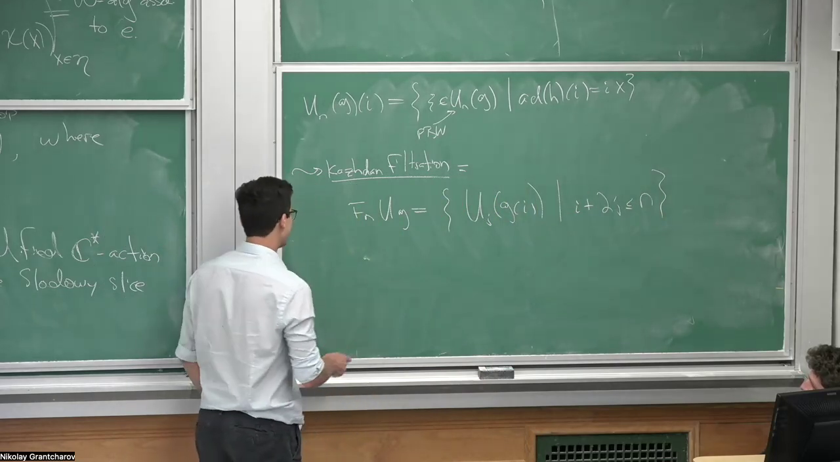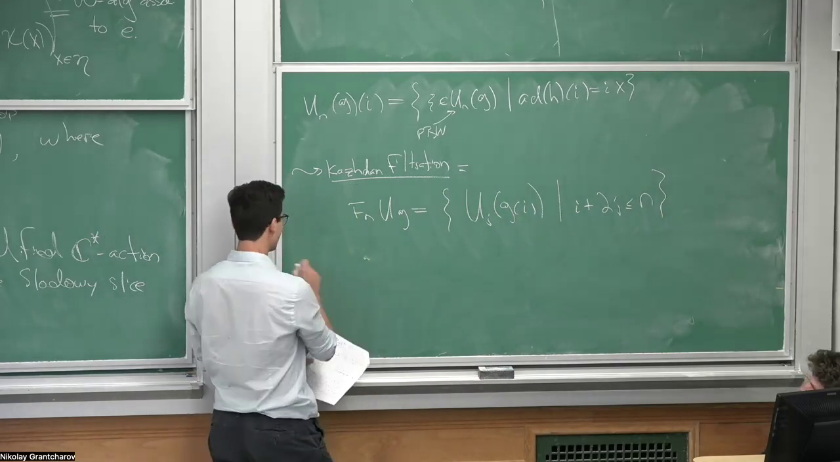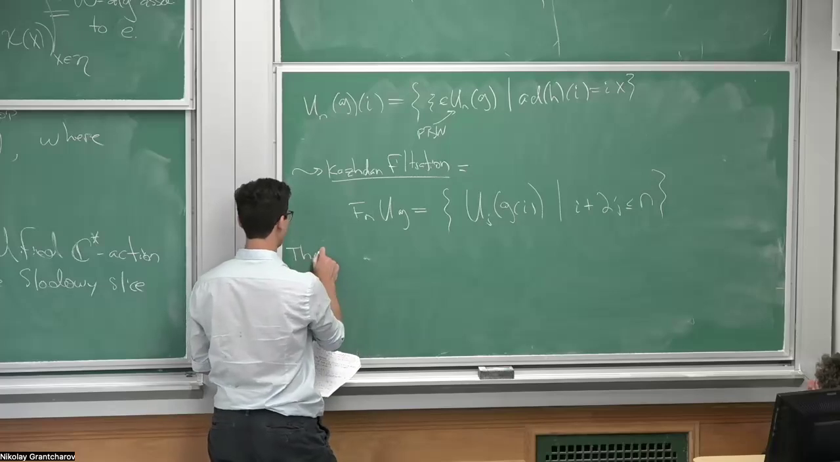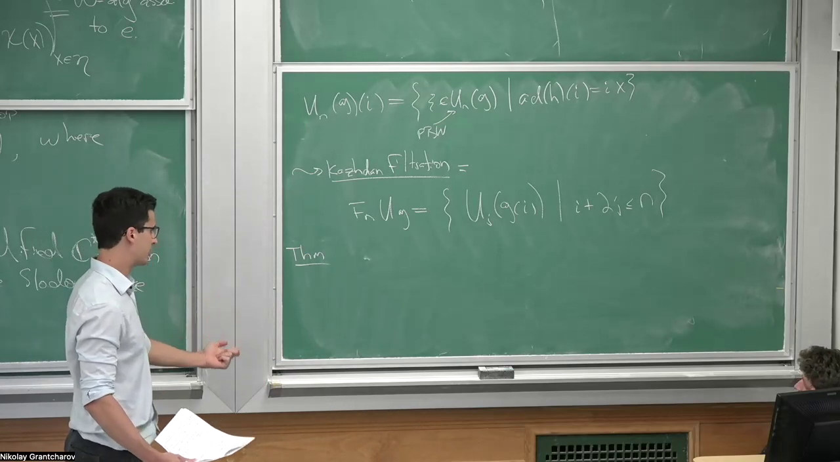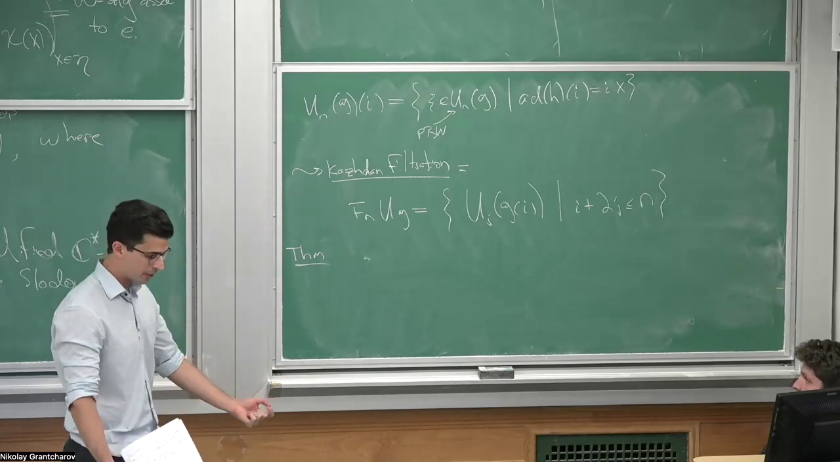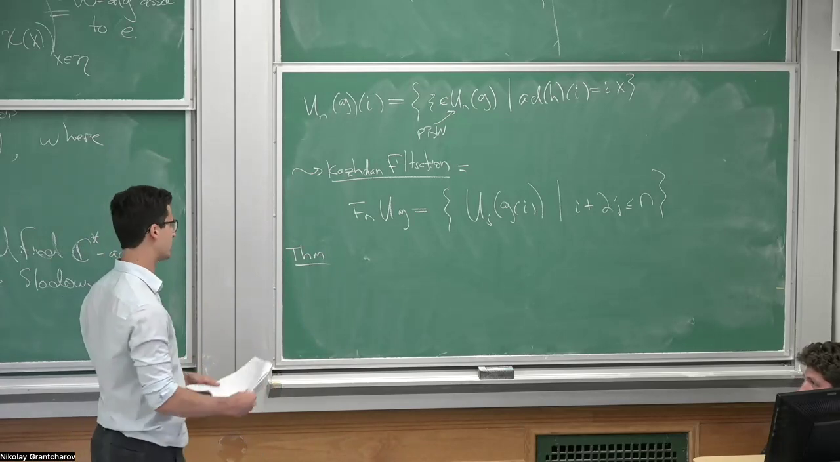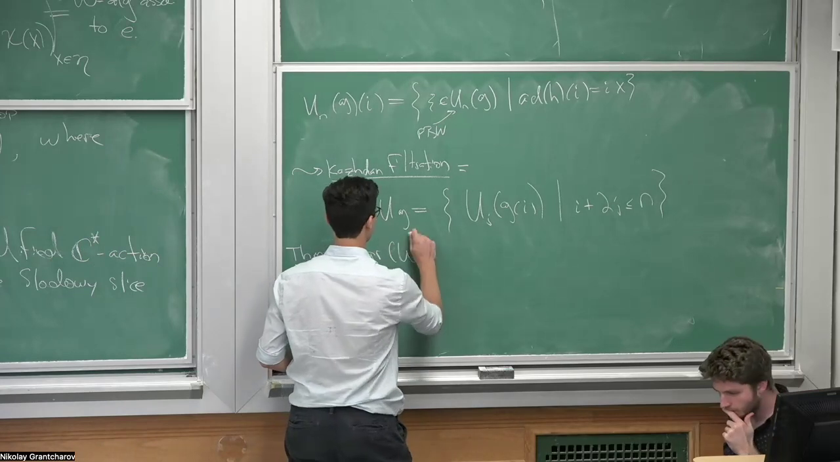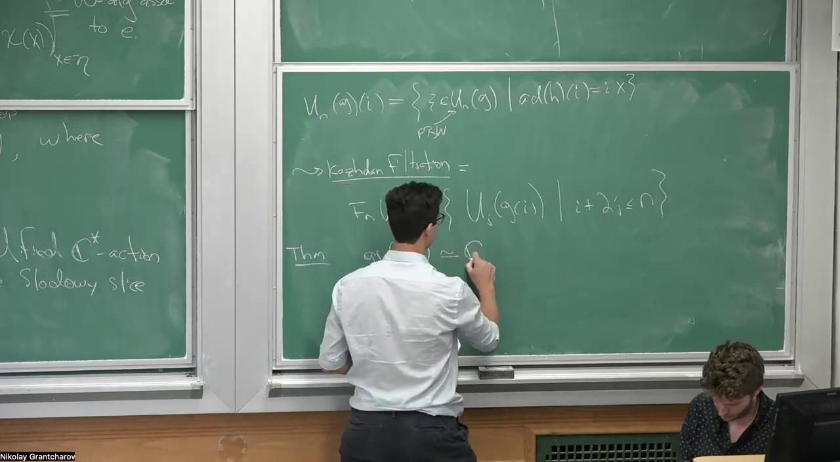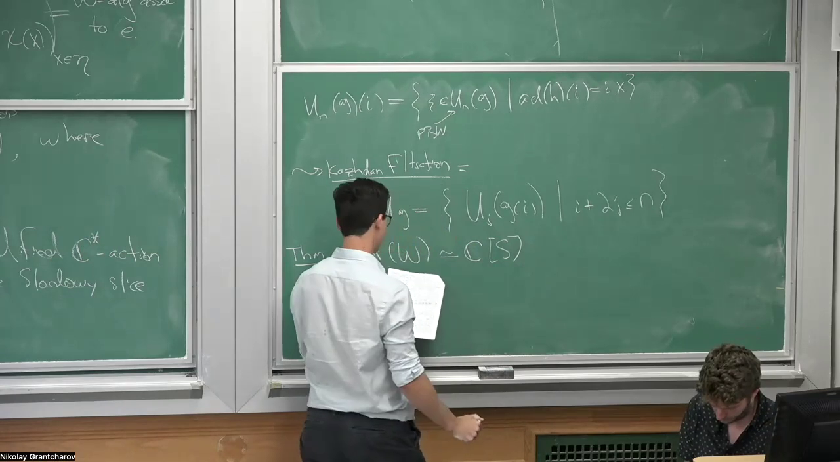It works in the sense that you have the following very nice theorem. This gives you an isomorphism of the associated graded of the W algebra with the functions on the Slodowy slice, which respects the grading on both sides and which respects the Poisson bracket. So we have W isomorphic to C[S].